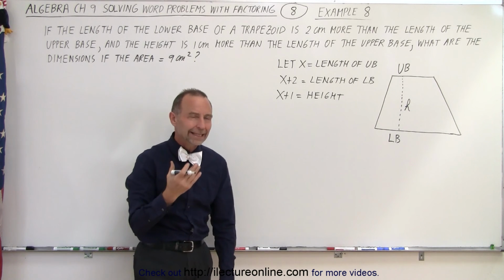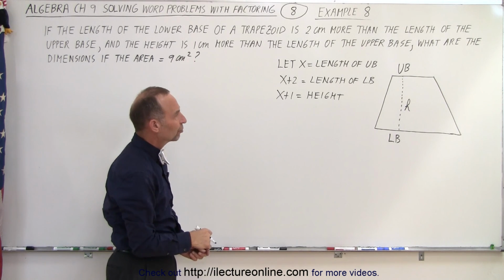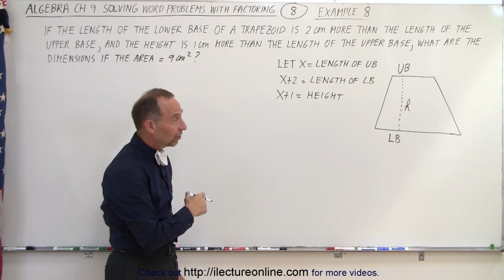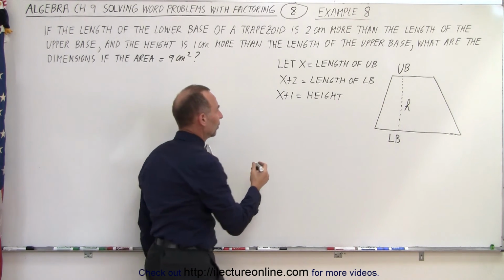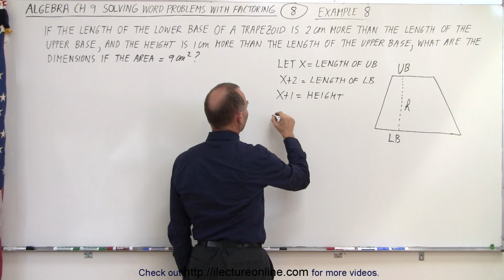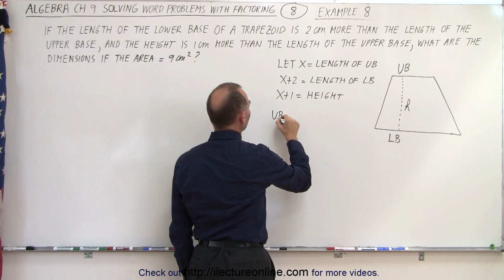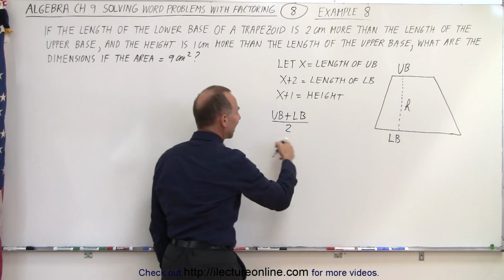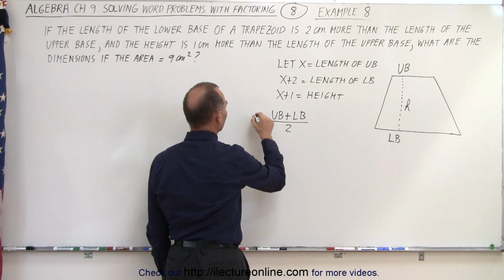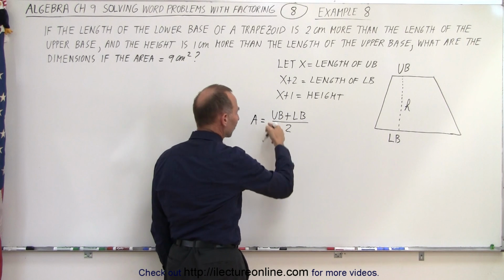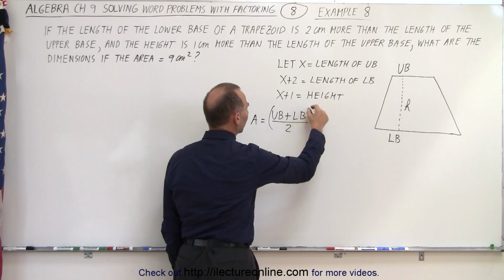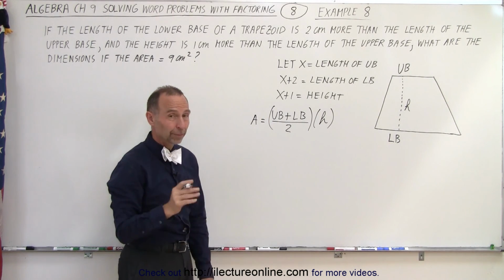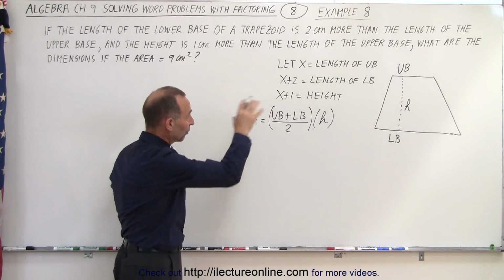So how do you calculate the area of a trapezoid? It is the average length of the two bases times the height. The average length can be found by adding the two together, upper base plus lower base, divided by 2. So the area equals the average length of the two bases multiplied times the height. Let's go ahead and plug in what we have in terms of x.